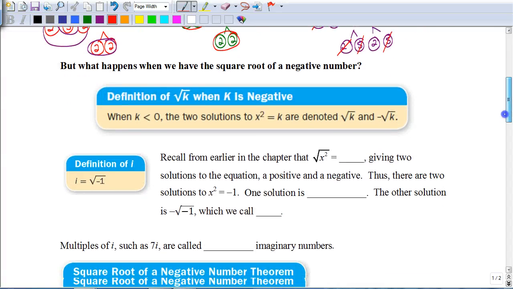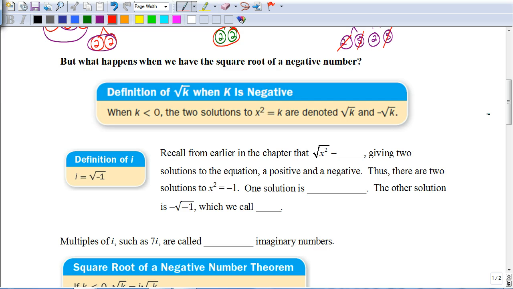But now, what happens when we have the square root of a negative number? Now, this is saying when k is less than 0, so when we have the square root of a negative number, there's going to be two solutions to x squared equals whatever that negative number is. So if I have x squared equals negative 81, there's going to be two solutions: a positive square root of that number and a negative square root of that number.